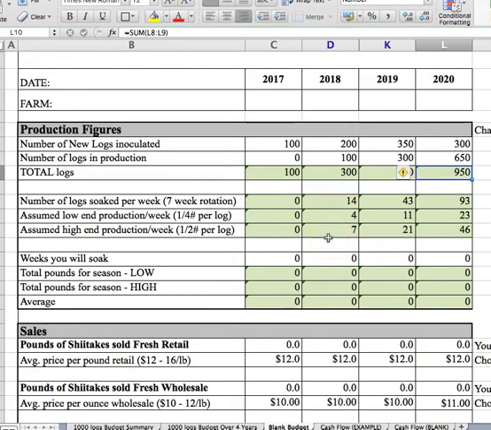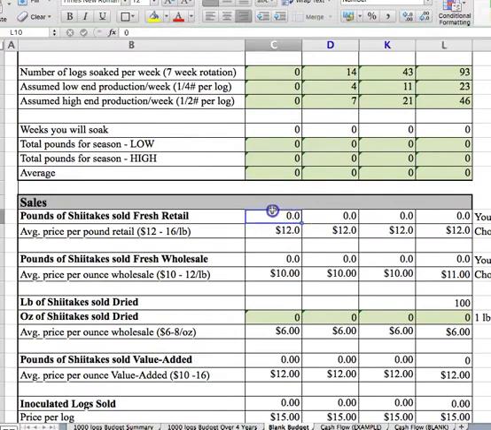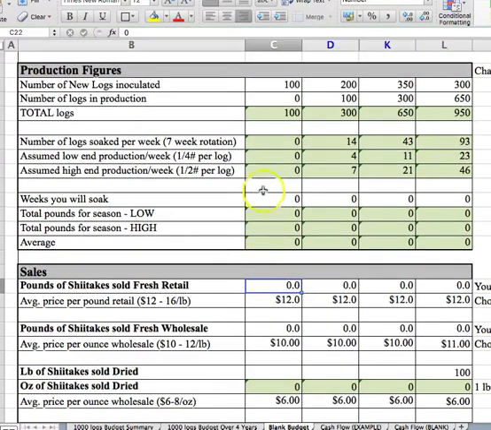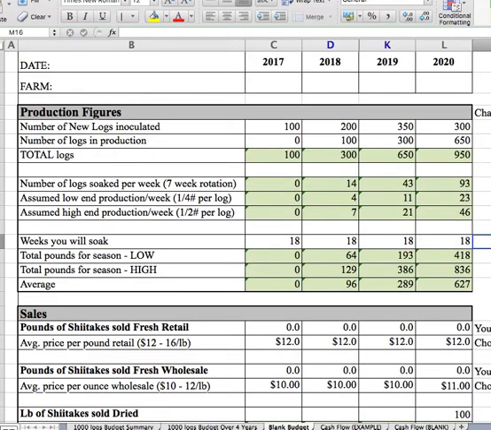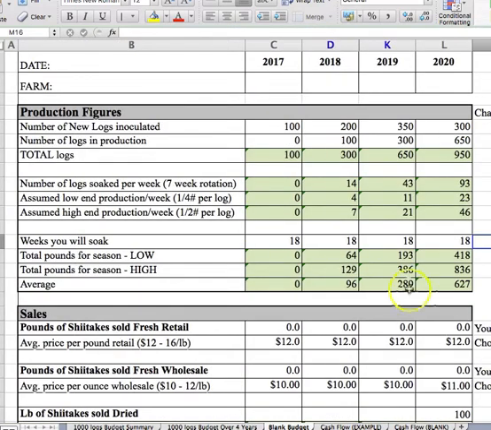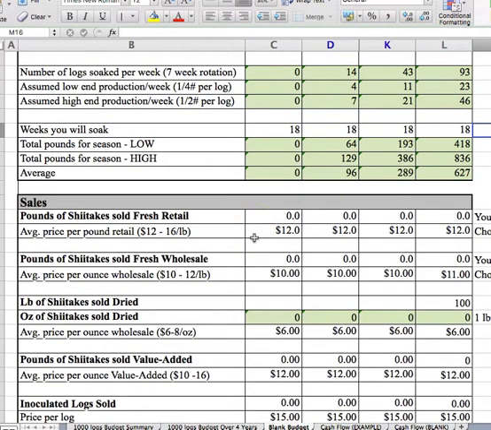It gives you a sense of how many pounds per week you're talking. Again, you can start to play with these different numbers. Out of all those pounds, how many do I actually want to sell to different outlets and that sort of thing. So again, with this chart, you can see it says it up here. Well, actually, it's a bit off your screen here. Sorry. It says change the numbers in white, but leave the items in green alone. So it really helps you see the things you can change and the things that you should leave be.